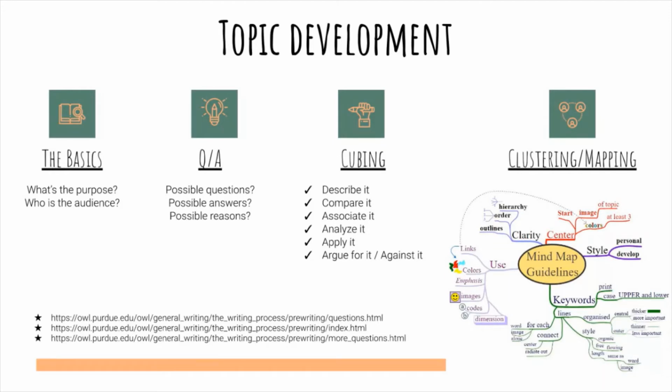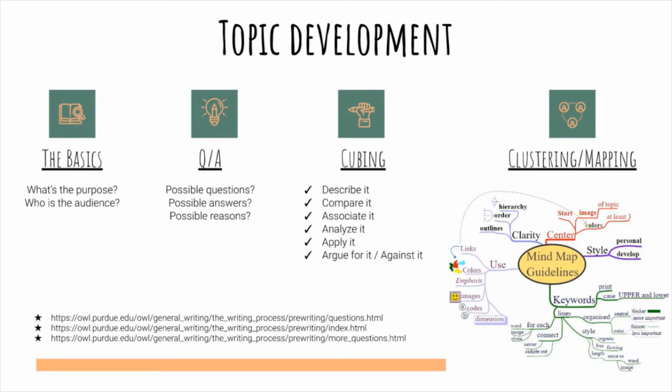Other things, so you can think of possible questions, and then what are the possible answers to those questions you've come up with? And then why would those answers be possible for those questions? If you're a visual or a list person like me, you can actually take these questions and do something that's called cubing. Describe it, compare it, associate it, analyze it, apply it, argue for it and against it. Always play your own devil's advocate so that you know how to address any topic or subtopic or issues that the audience may have.